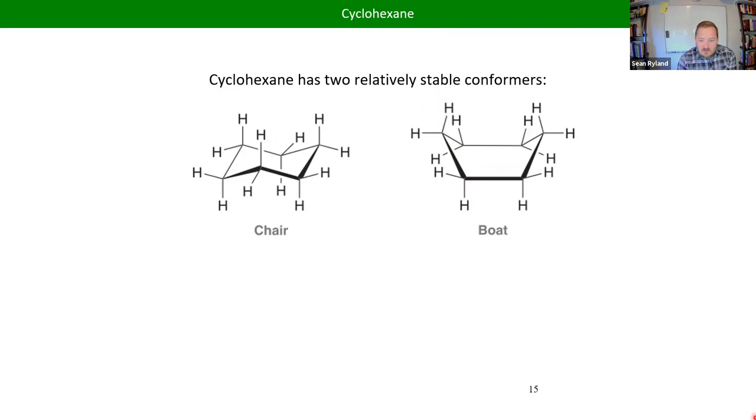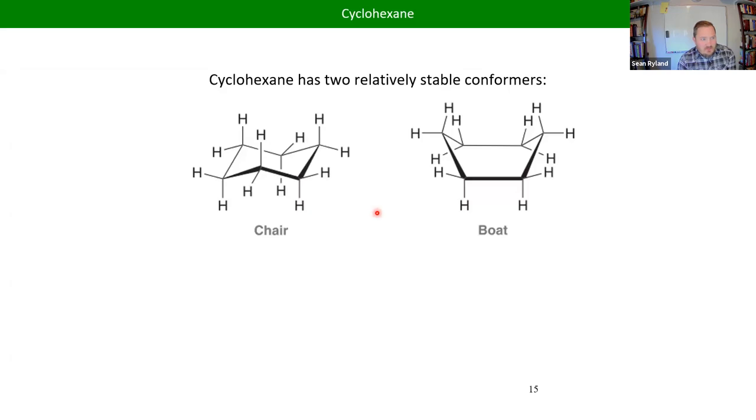Is it on the next slide? I'll practice showing you how to draw these in a few minutes. We can follow a quick procedure for drawing these to actually get the chair conformation drawn properly.